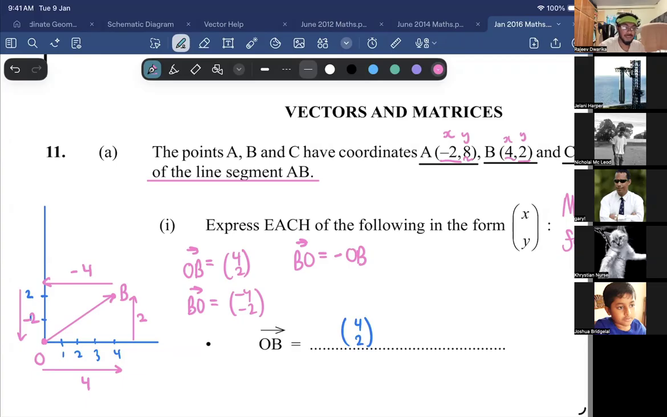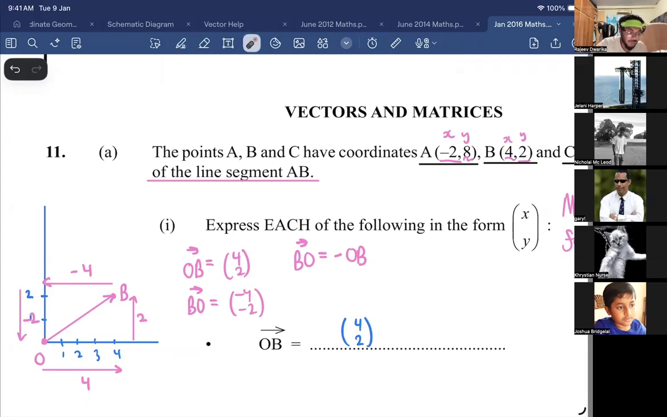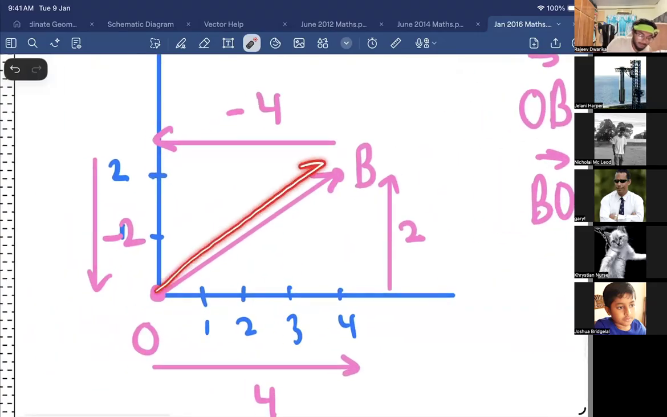All right. So Jelani, anytime you're switching directions in vectors, you change the sign. Vector B to O is the same thing as -OB. You understand? Yes, sir. Does everybody understand that B to O is in the opposite direction to O to B? Are you seeing that? All right, so this is O to B, and this would be B to O. Are they going in the same direction?